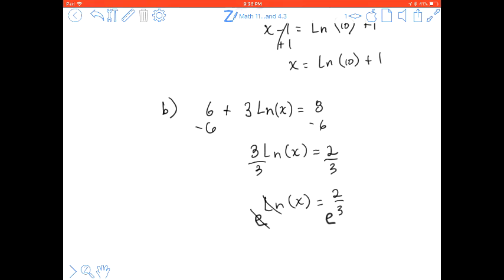Now a base e and a natural log are inverse operations. They cancel each other out. So now x is all by itself. We have x equals e to the 2/3.